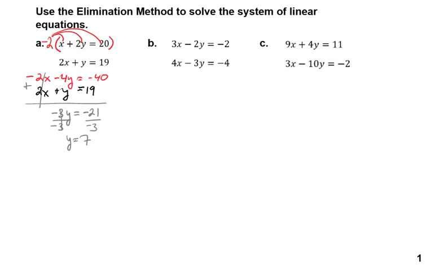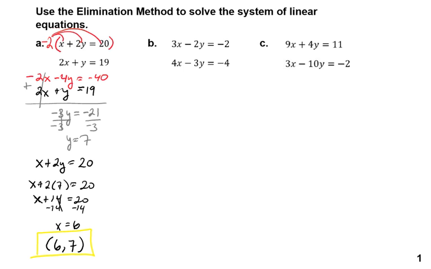And we're able to take that 7 and plug it into either our top or our bottom equation. It doesn't matter. Either one will give us our x value. So we're going to plug it into our top equation. I just feel like doing the top one. So we're going to plug the 7 into the y's spot, giving us x plus 2 times 7 equals 20. So we have x plus 14 equals 20. And now we're going to subtract 14 from both sides to get the x by itself, giving us x equals 6. So our solution here is 6, 7.